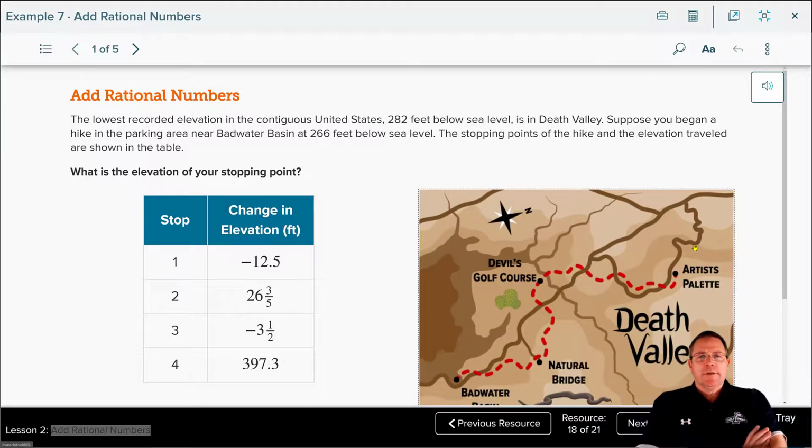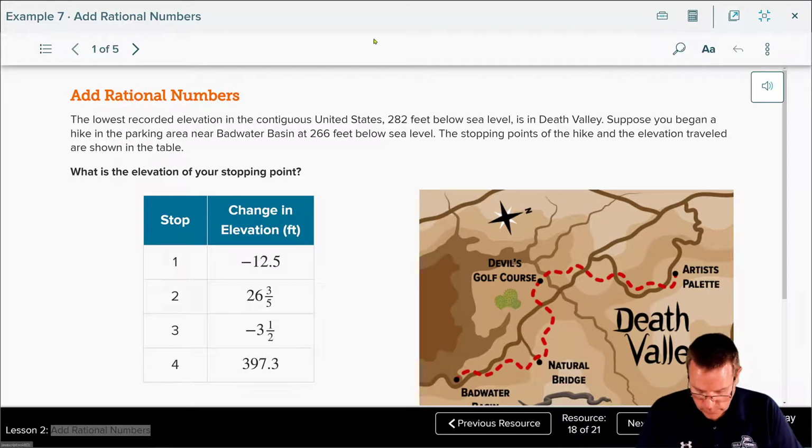Example number 7 says the lowest recorded elevation in the contiguous United States is 282 feet below sea level, and that's located in Death Valley. Suppose you begin hiking in the parking lot near the Badwater Basin, and that's at a negative 266 feet below sea level. The stopping points of the hike and the elevation traveled are shown in the table down here. And it wants to know what is the elevation of the stopping point.